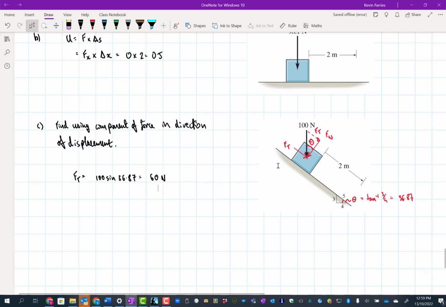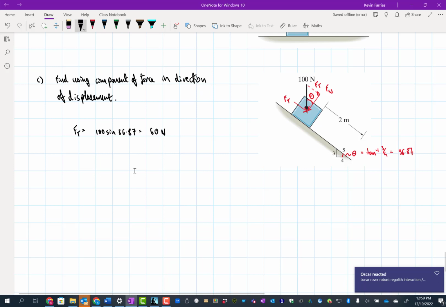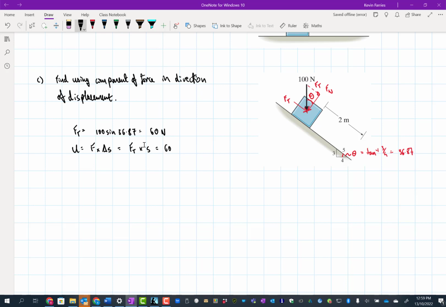And so if this was horizontal, looks okay. Therefore, the work done U is equal to force times change in displacement in the direction, or what we're using this time is the force in the direction of the displacement times delta S, which is going to be equal to Ft times S, which is equal to 60 times 2, which is equal to 120 joules.